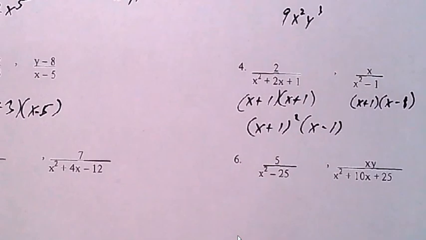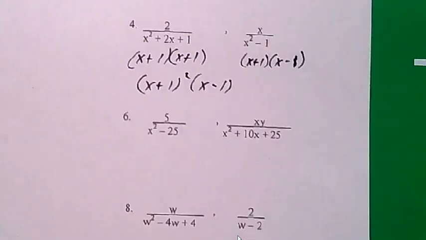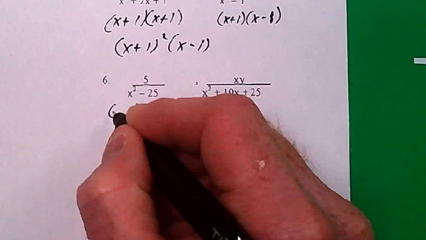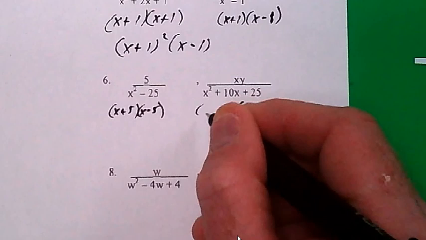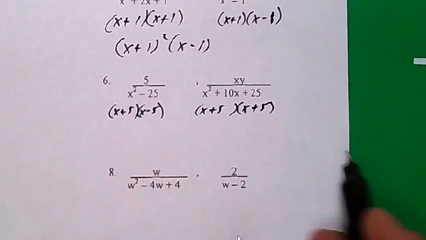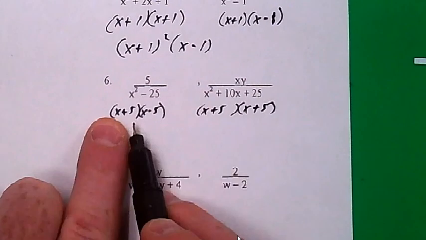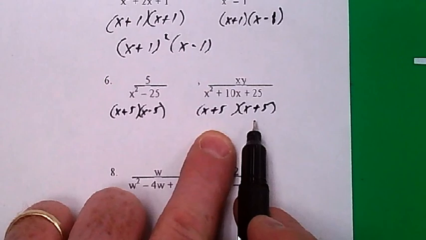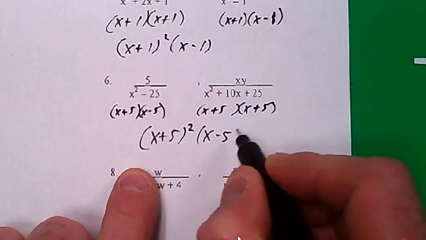Let's do number 6. On number 6, again, we're going to factor x plus 5, x minus 5, the difference of 2 squares. And over here, x plus 5, x plus 5. So we see that there is an x plus 5 one time on the left and twice on the right. So we're going to list it twice because we want to list the greatest occurrence. So x plus 5 squared and then x minus 5. Okay? Very basic. Very simple.